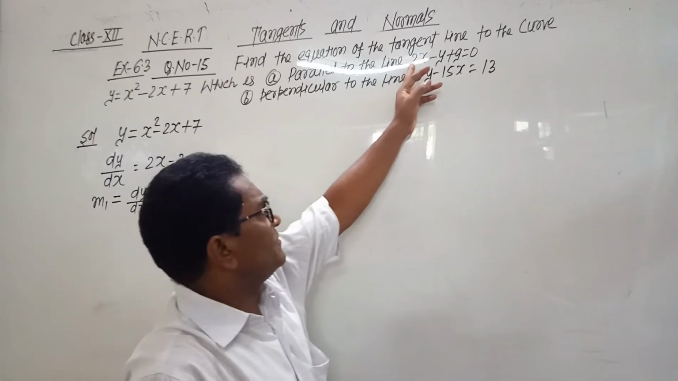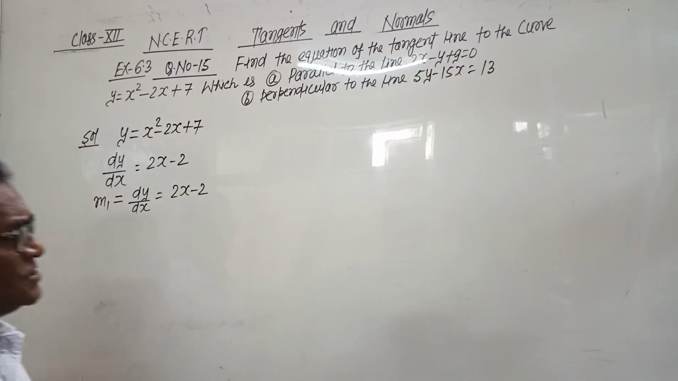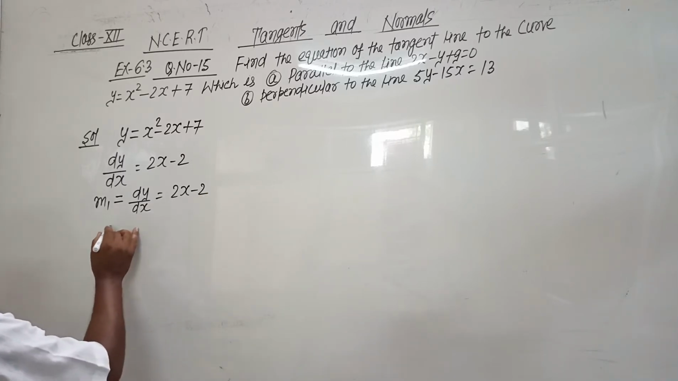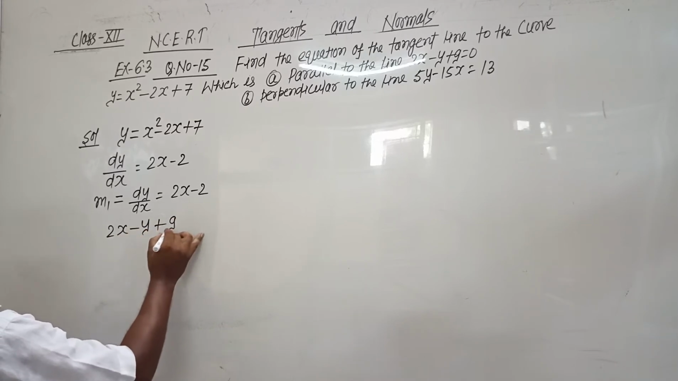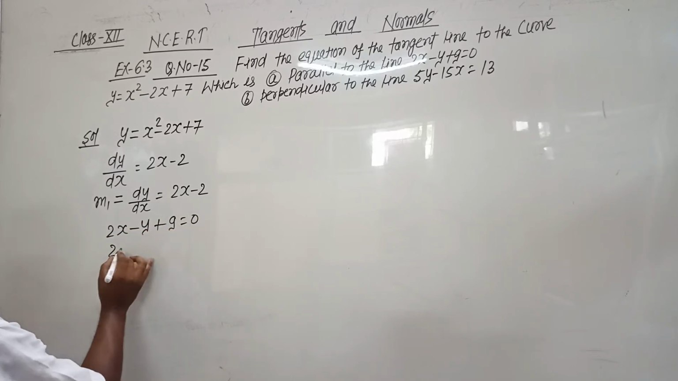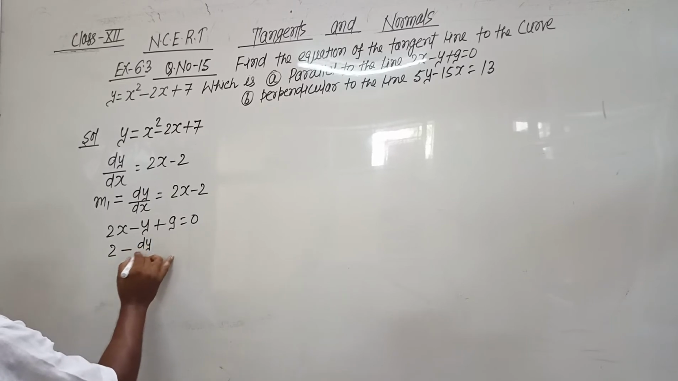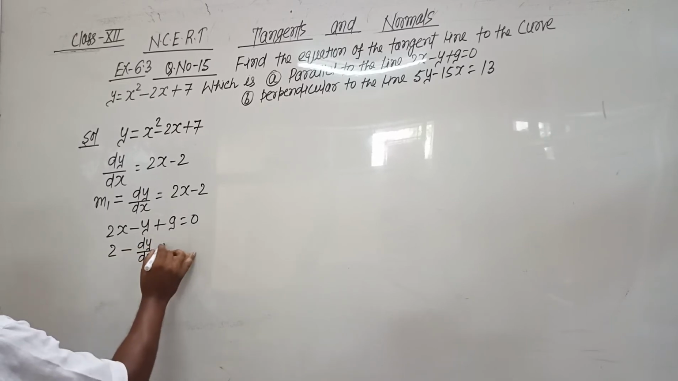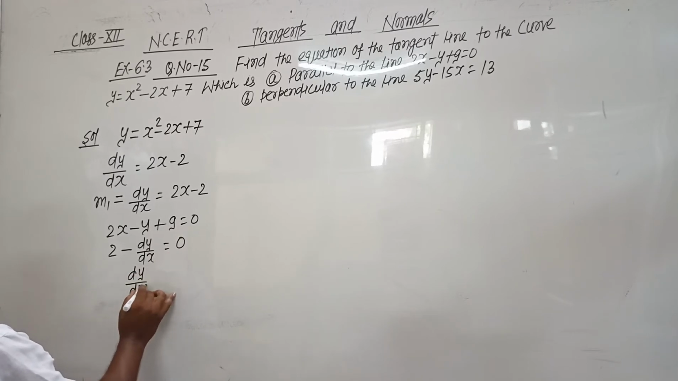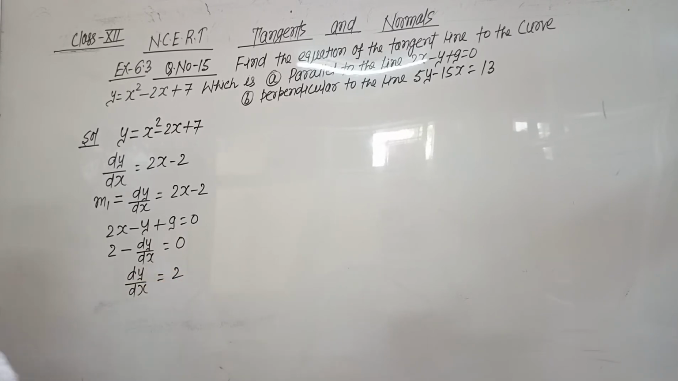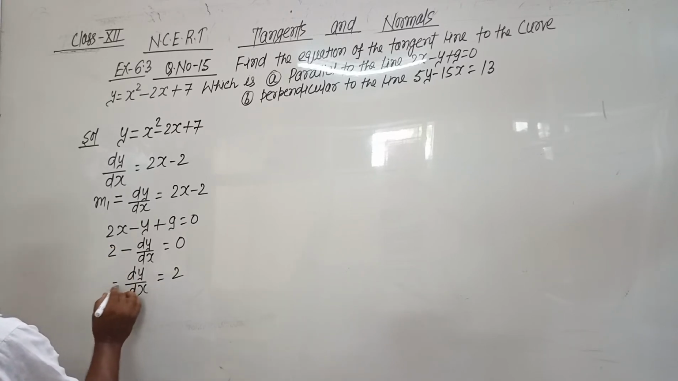So we differentiate the equation of the line and find dy by dx from this equation. We have given 2x minus y plus 9 equals 0. Differentiating, we get 2 minus dy by dx, and the differentiation of 9 is also 0. So dy by dx comes to be 2. Dy by dx equals 2, and name it m2.